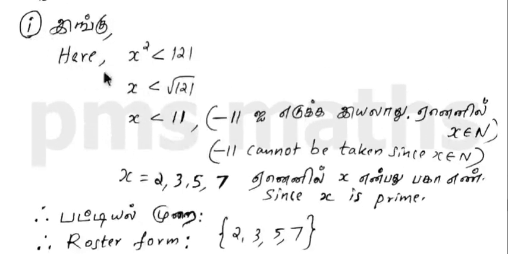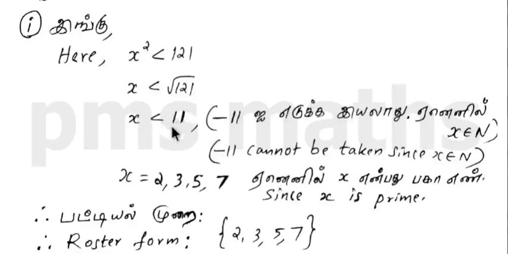First one, here x square less than 121. Therefore, take this square to right side, becomes square root. x less than square root of 121. Here root of 121 is 11, or plus or minus 11. Minus 11 cannot be taken since x belongs to N. N means set of all natural numbers. Natural numbers means all are positive numbers. Negative cannot be taken instead of x here. Therefore, here we can write only 11. Only 11 should be written here.